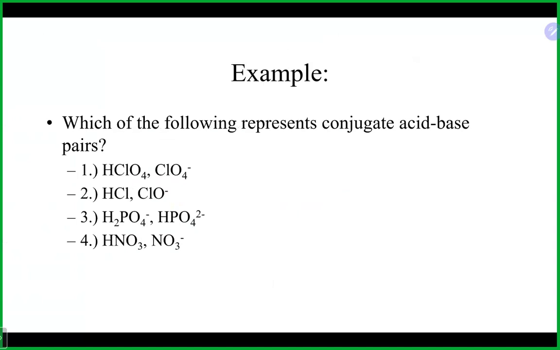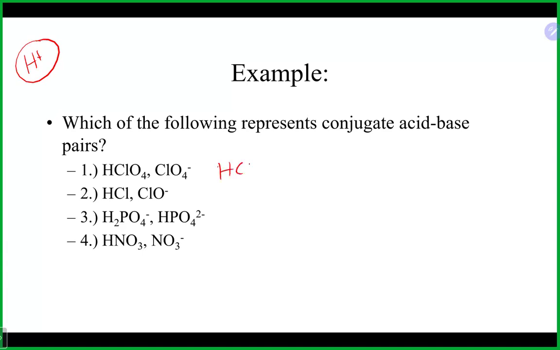So for each of these, we want to know which ones represent a conjugate acid-base pair. So take a moment for each of these and see which ones are related to each other by the Bronsted-Lowry definition. Really, when we're trying to determine if they are related to each other, this is pretty much what we want to think about: is that the only difference between those two things?